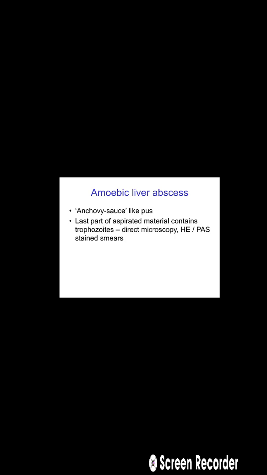The last part of the aspirated material may contain trophozoites that can be examined by direct microscopy or special smears like Gomori methenamine silver stain or periodic acid-Schiff stain. Hematoxylin staining can also be used.